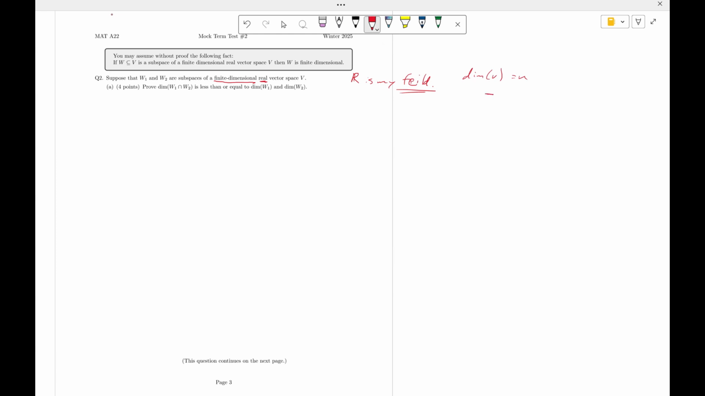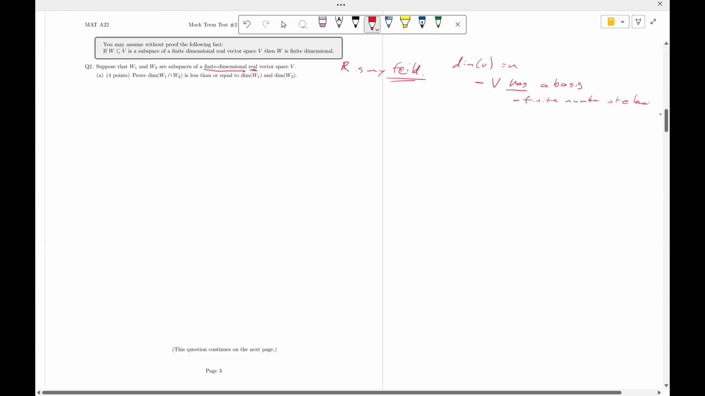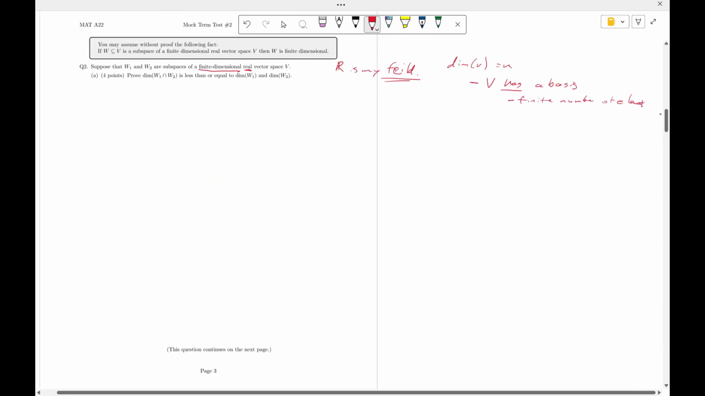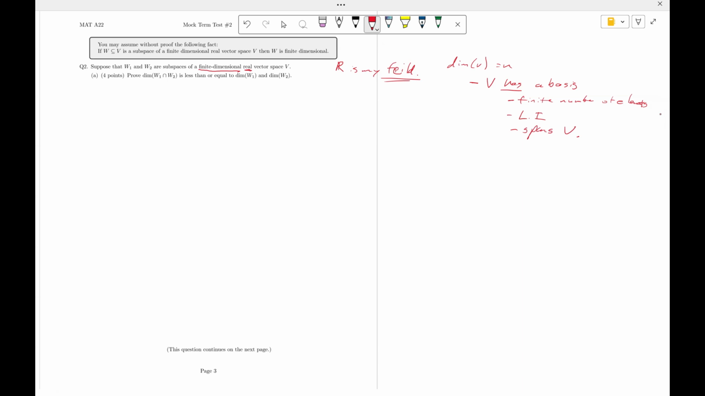And instantly, there's a few things that I have. One of those things is that V has a basis. And this basis is a finite number of elements. It is linearly independent, and it spans V. So whenever I hear finite dimensional real vector space, to me, that tells me a bunch of information right away, okay? And I know that W1 and W2 are subspaces of it.